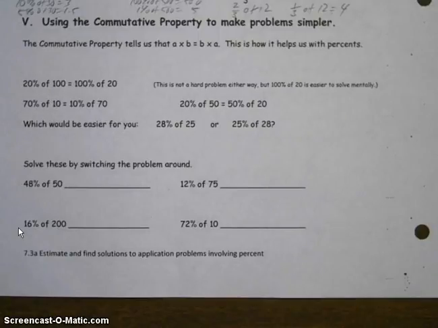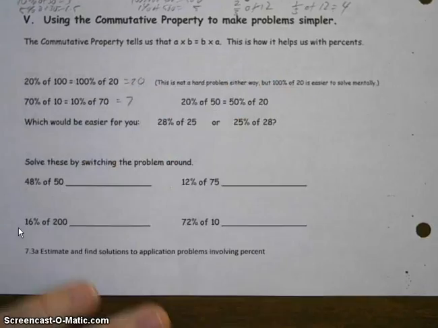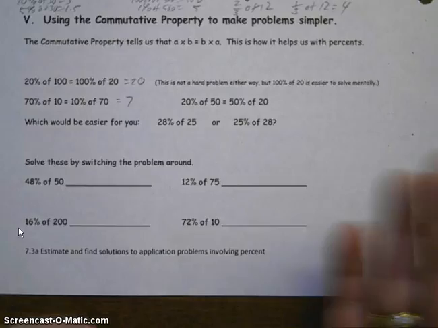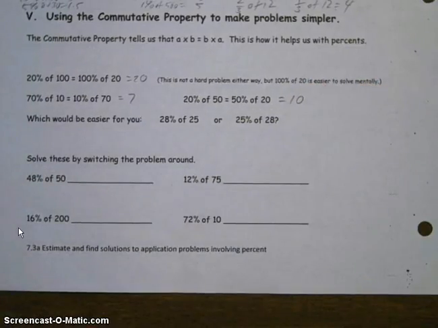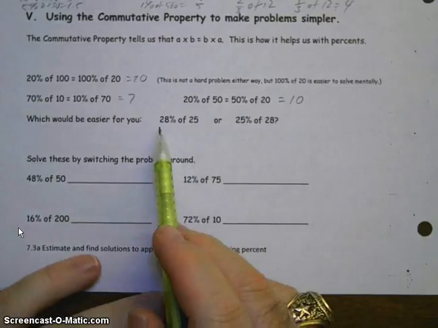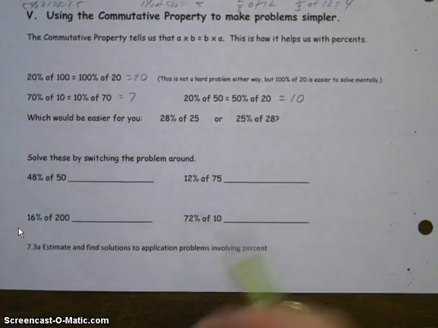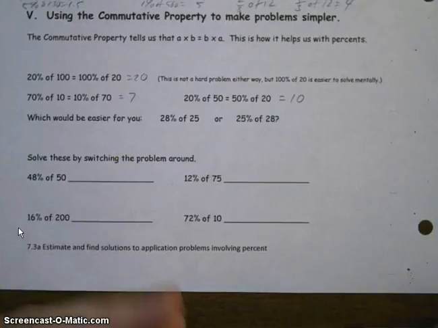70% of 10: 10% of 70 is an easier problem. 10% of 70 is 7. 20% of 50 or 50% of 20. 50% of 20 is easier to figure out, it's 10. So looking at 28% of 25, kind of a hard problem. We can figure out 25% of 25 and then figure out 3% of 25 and add them together, or just switch it up and make it 25% of 28, or 1/4 of 28, which is going to be easier to figure out.